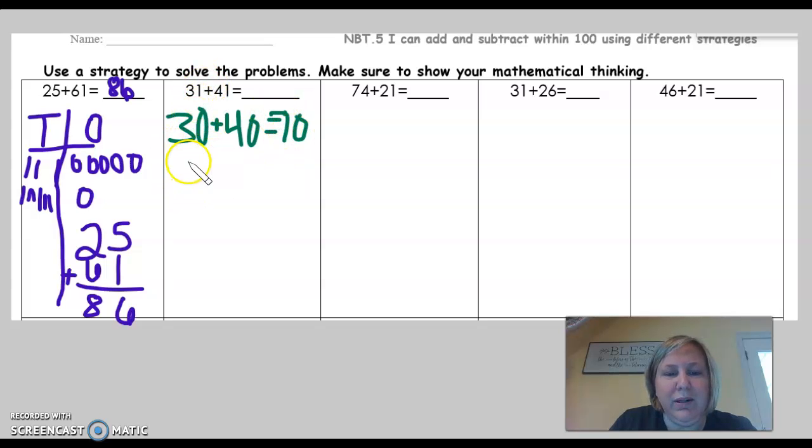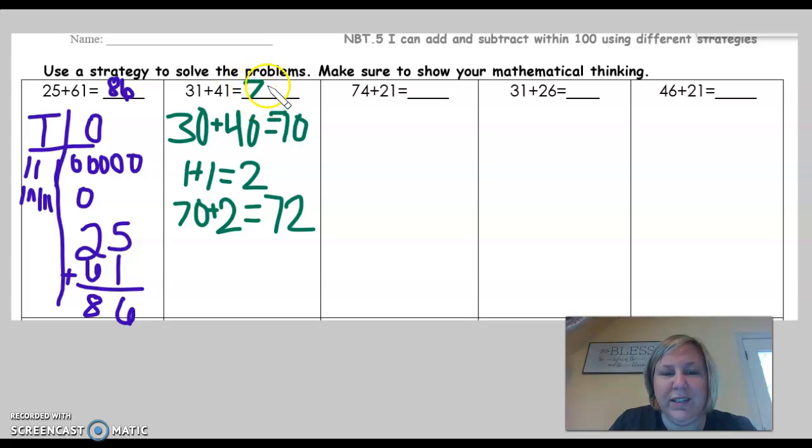Then I add my ones. 1 plus 1 equals 2. Then I have to add my tens together and my ones. And I get the sum of 72. So 31 plus 41 equals 72. So what I don't want you guys doing is just writing down the answer. I want to see your mathematical thinking.